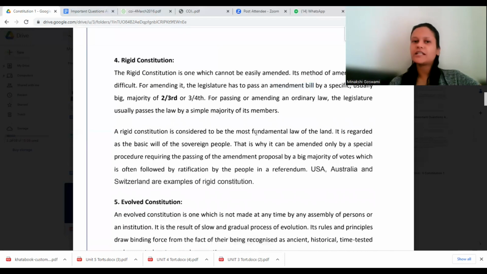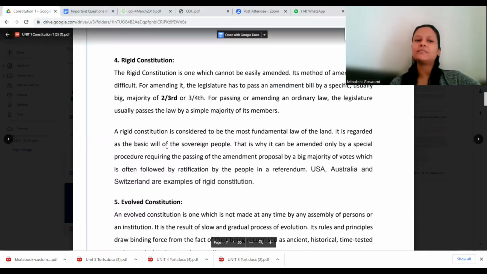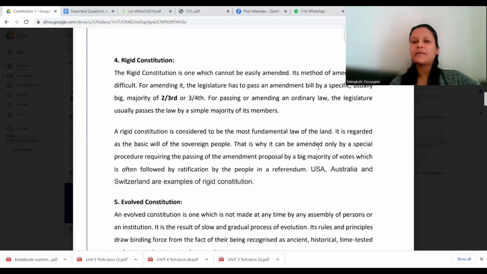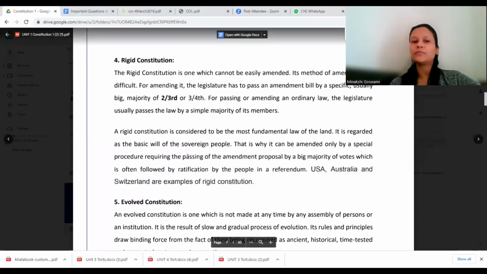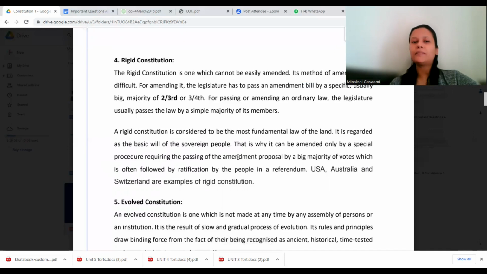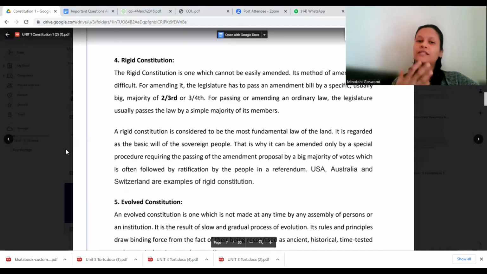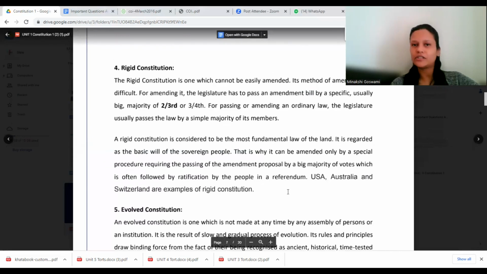A rigid constitution is considered to be the most fundamental law of the land. It is regarded as the basic will of the sovereign people. That is why it can be amended only by a special procedure, requiring the passing of an amendment proposal by a big majority of votes. Because this number is higher, it is difficult to make changes. A lot of people need to provide their approval. The US, Australia, and Switzerland are examples of rigid constitutions.